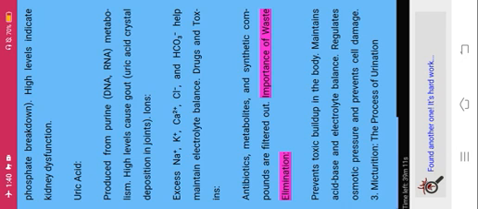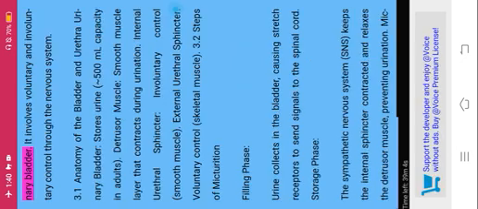Importance of waste elimination: prevents toxic buildup in the body. Maintains acid-base and electrolyte balance. Regulates osmotic pressure and prevents cell damage. 3. Micturition, the process of urination. Micturition is the process of emptying the urinary bladder.